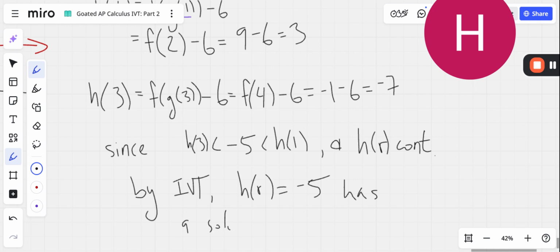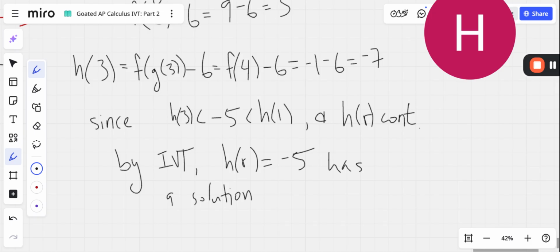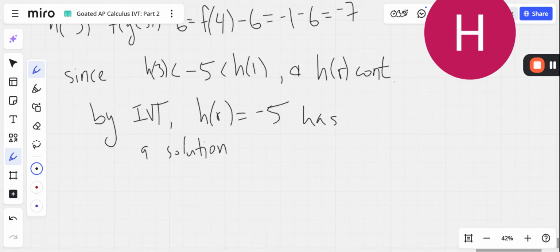I'm not saying it only has one. That's the tricky part people think about. I'm saying it has a solution for sure. I'm not going to speak on whether it might have 2, 3, or 4. There's no need to say that. We can just say with confidence that it has a solution on the interval from 1 to 3. Okay, great. Let's move on to the last problem.